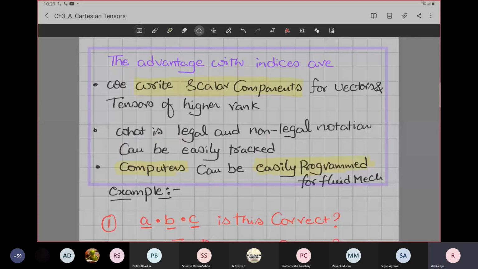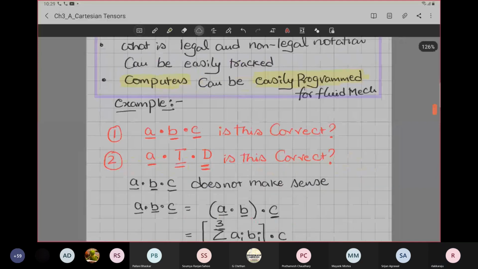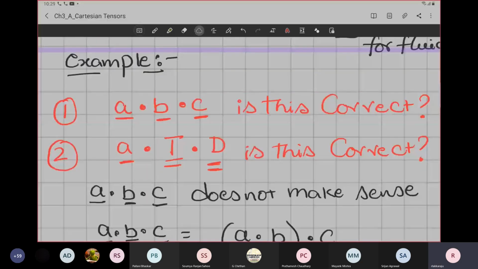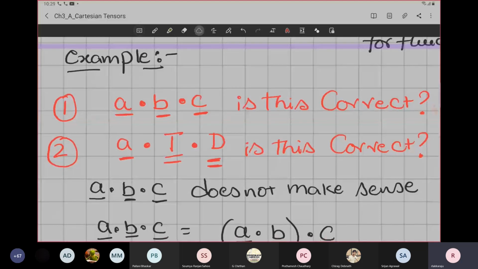So that's what I was saying, something about the advantages of this indicial notation. For example, let us look at this first example. A dot B dot C, is this correct? Any idea? No, sir, it should not be correct. Right, that's what we are going to really see through simple indicial notation. Let us look at that.